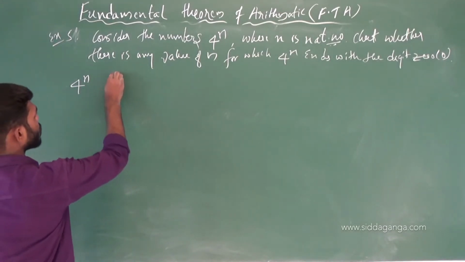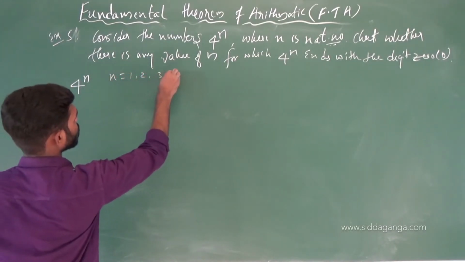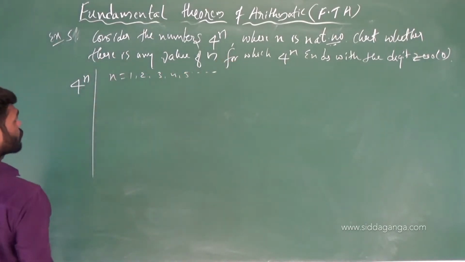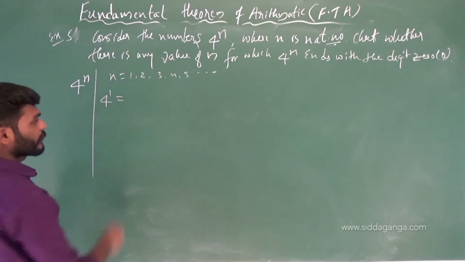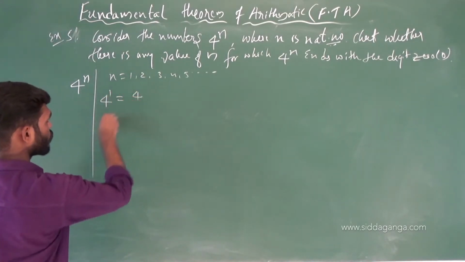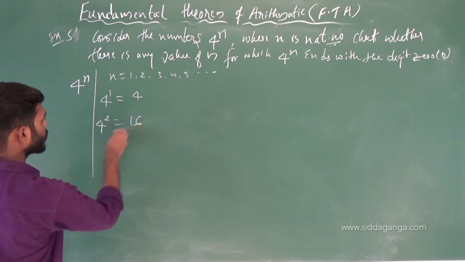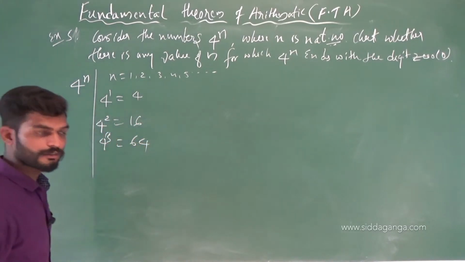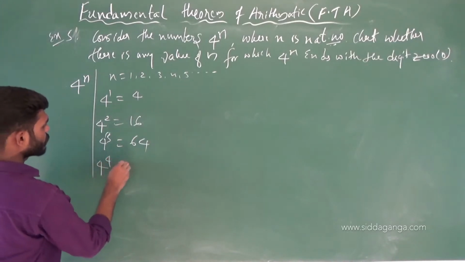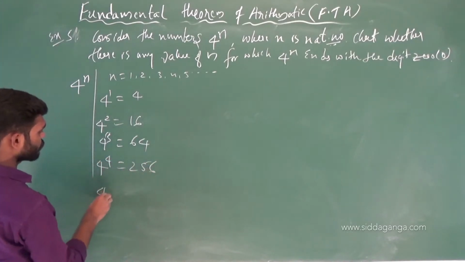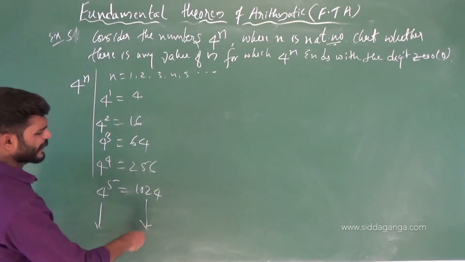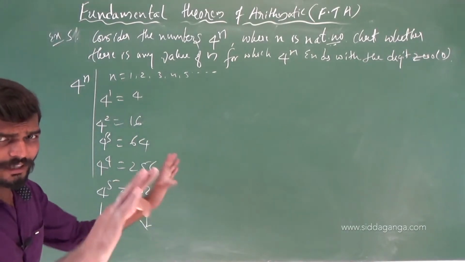If I put n equals 1, 2, 3, 4, 5 and so on, I get many numbers. If n equals 1, the number is 4. If n equals 2, it is 16. For 3, 4 cubed is 64. 4 to the 4 is 256. 4 to the 5 is 1024. Continuing like this, I get infinitely many numbers.